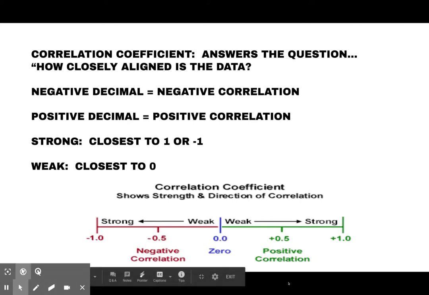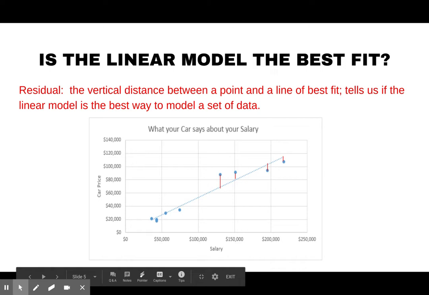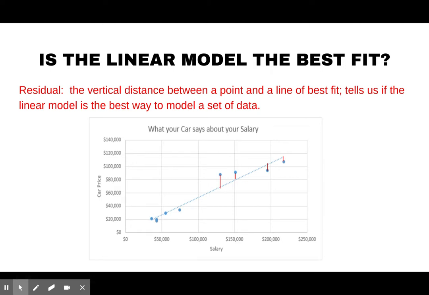Okay, so what we're going to look at today is we're going to try to answer the question, is the linear model the best fit? And what we mean by this is when you look at a set of data and we use our Desmos calculator to find the line of best fit for the scatter plot, is a linear model or a linear function always going to be the best way to represent the relationship of two sets of data?